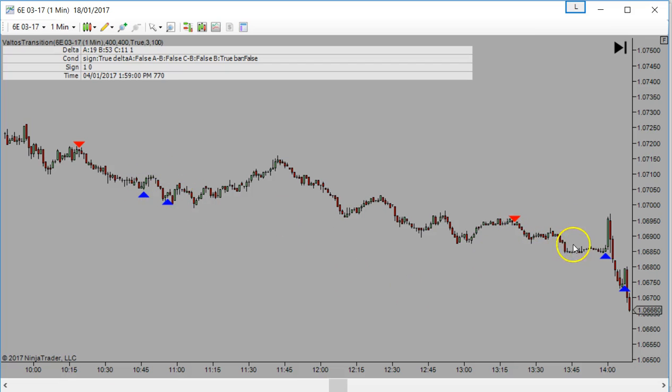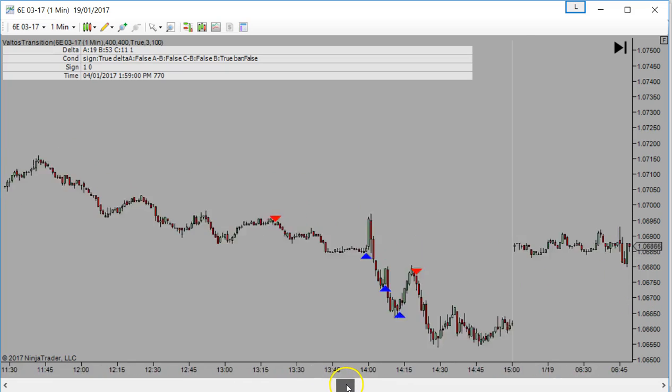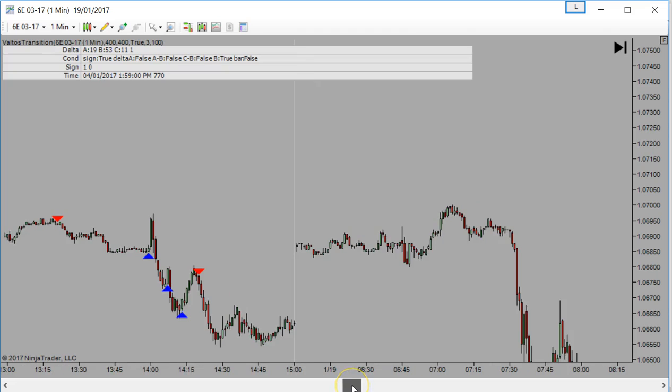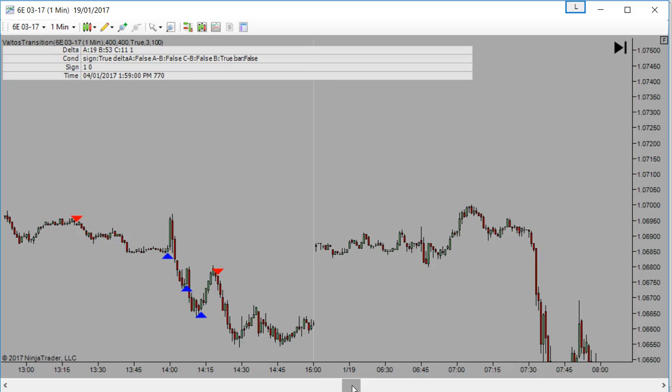Then you get another sell signal here, right ahead of this. Again, this is 2 o'clock. That's why sometimes you see quite a bit of activity in the euro currencies at 2 o'clock.